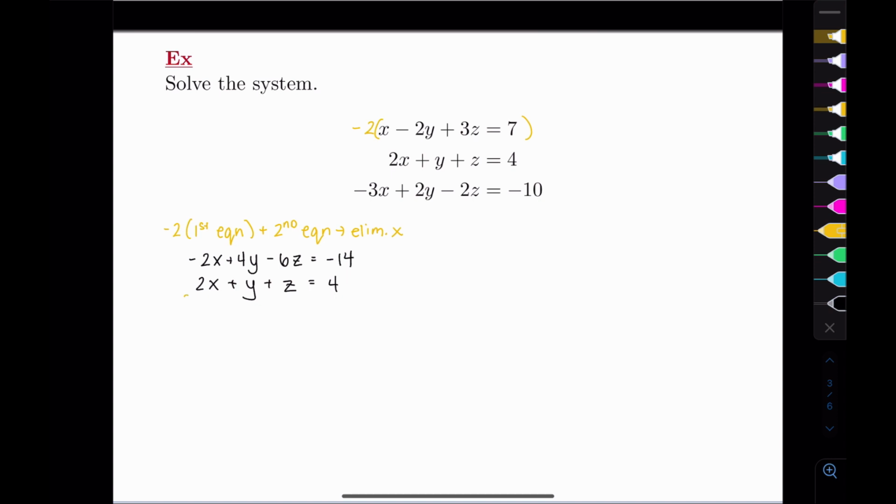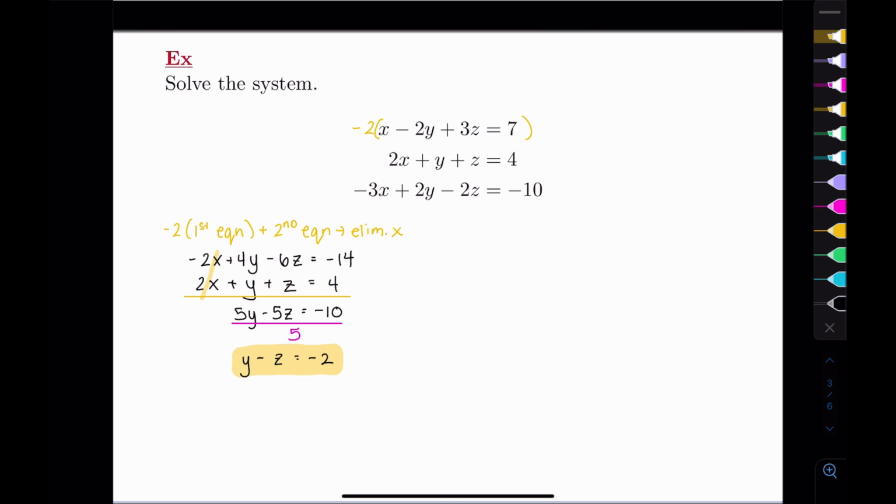Now I want to add these 2 equations together because it gets rid of my x. That leaves us with 5y minus 5z equals negative 10. To make life easier, all of these are divisible by 5, so might as well get rid of that. And I end up with y minus z must equal negative 2. So I've got one equation now involving 2 unknowns. I need a second one now.